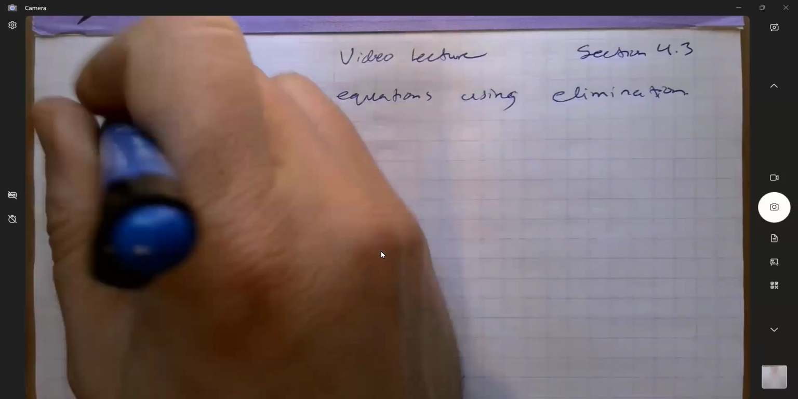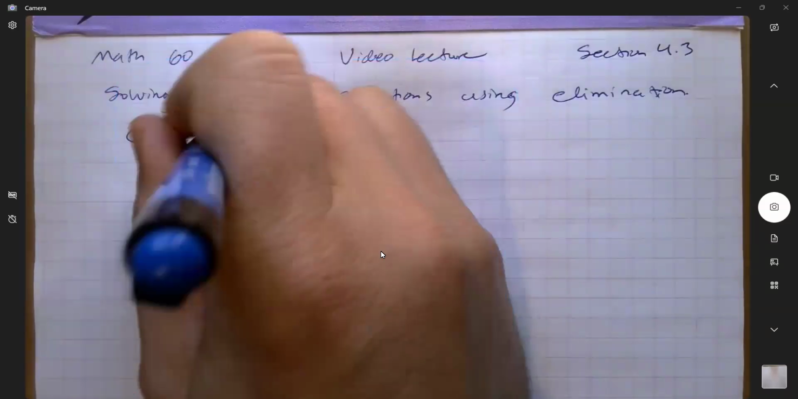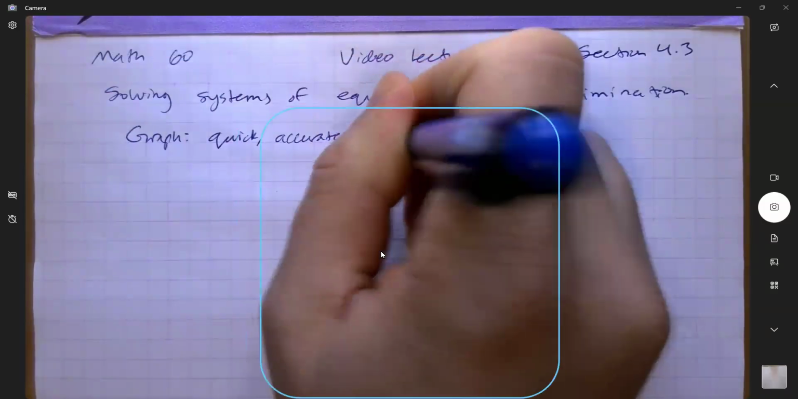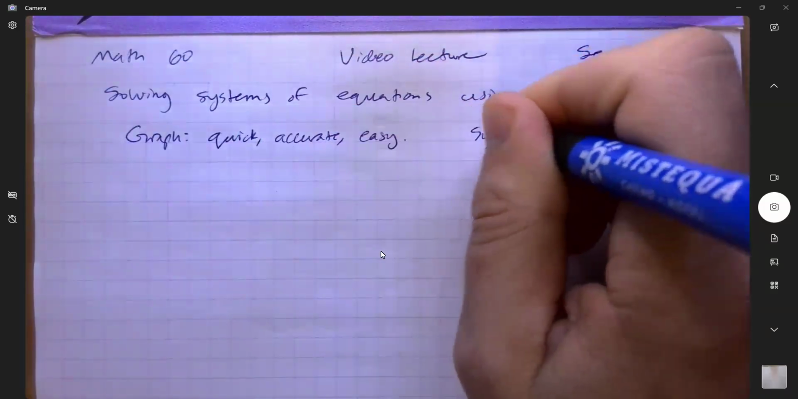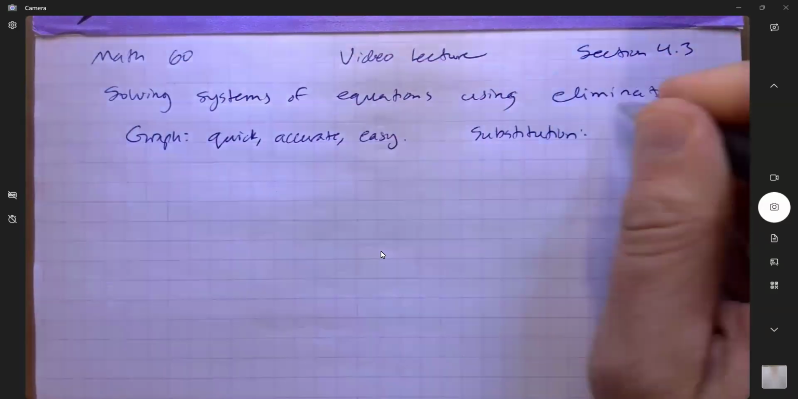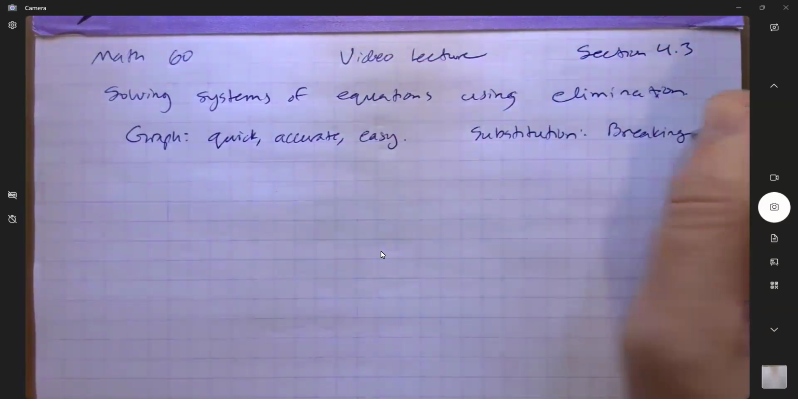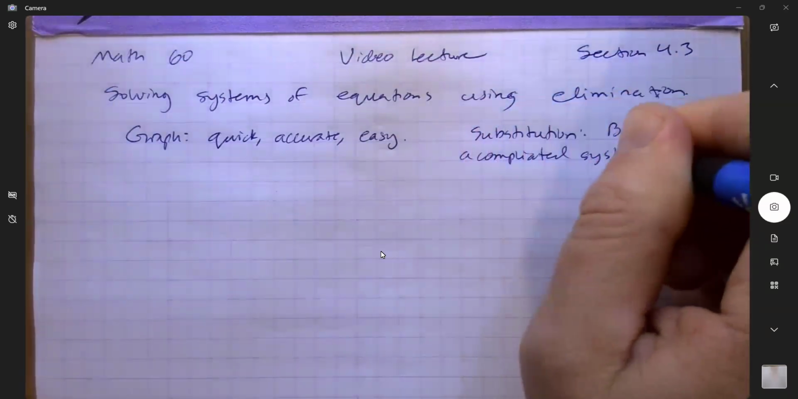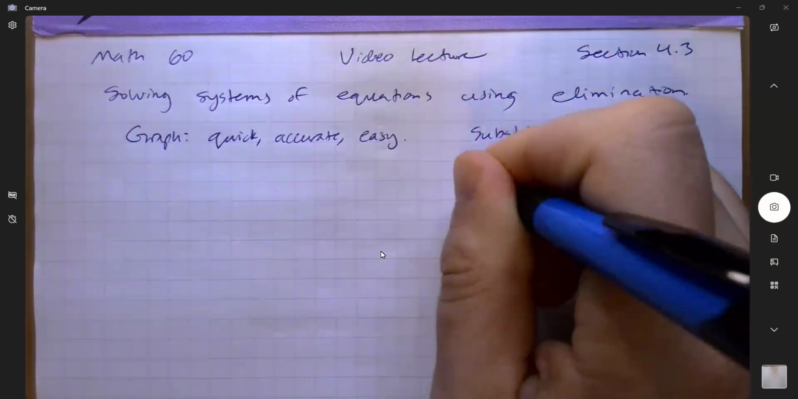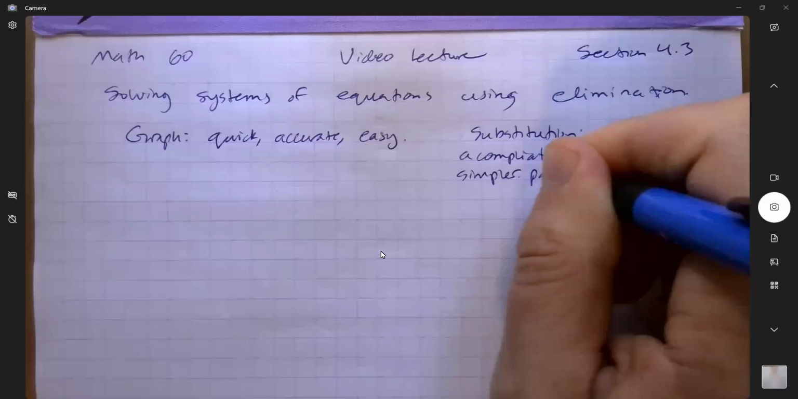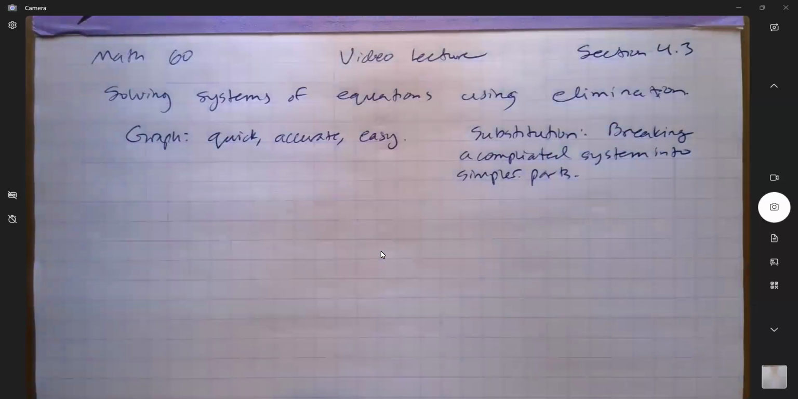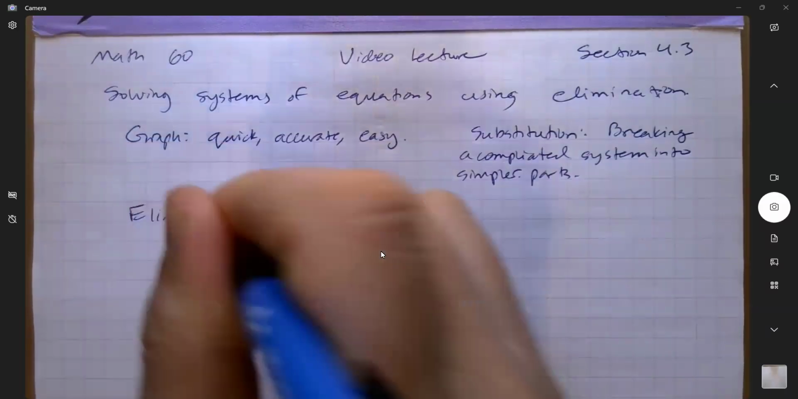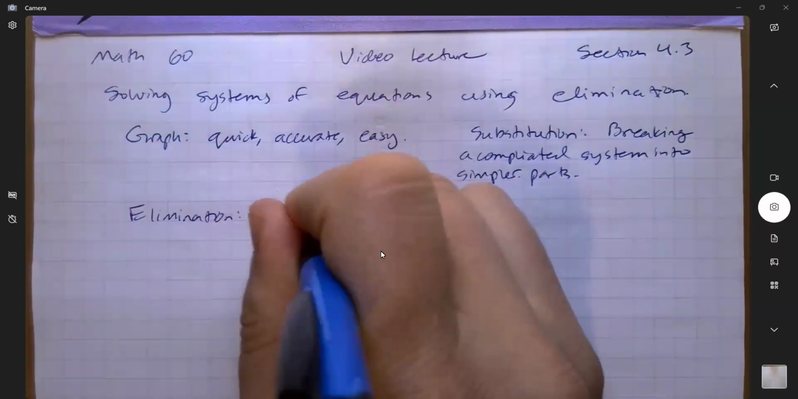So we've talked about the graphical way: quick, accurate, easy. We've talked about the substitution way, which is breaking a complicated system into simpler parts, which is an important idea, not just in mathematics, but in a lot of different areas. And now we have elimination, which the best I can say is a highly specialized tool.